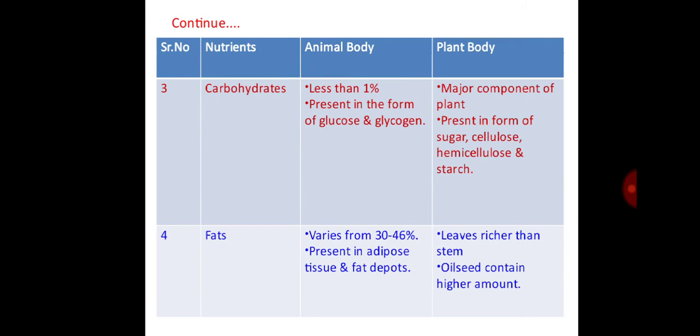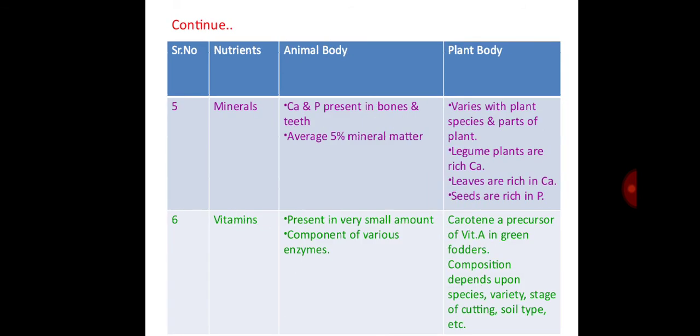Carbohydrates in the animal body are less than 1% because they are utilized for the production of energy, present in the form of glucose and glycogen. In the plant body, the major component is present in the form of sugar, cellulose and hemicellulose, also starch. Fats in the animal body vary from 30 to 46% and are present in adipose and fat depots. In the plant body, leaves are richer than stem, and oil seeds have a higher amount.